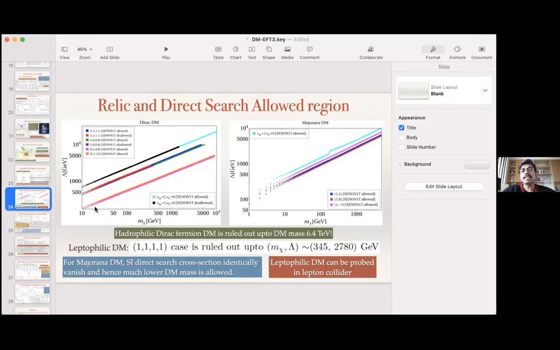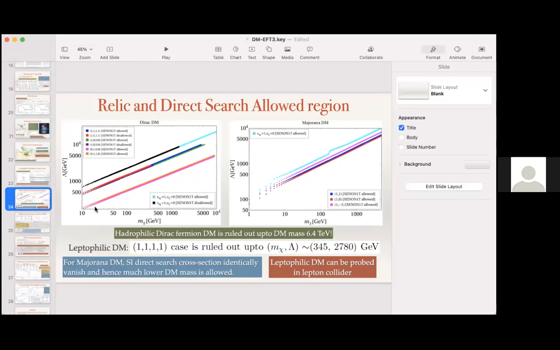Here we just say that this is the region of parameter space which is allowed by the relic density and direct search. But you are absolutely right that the monophoton search from LEP will cut across the low regions of m_chi and lambda.